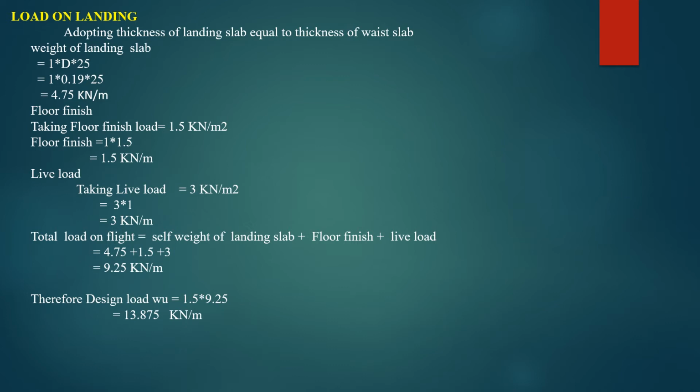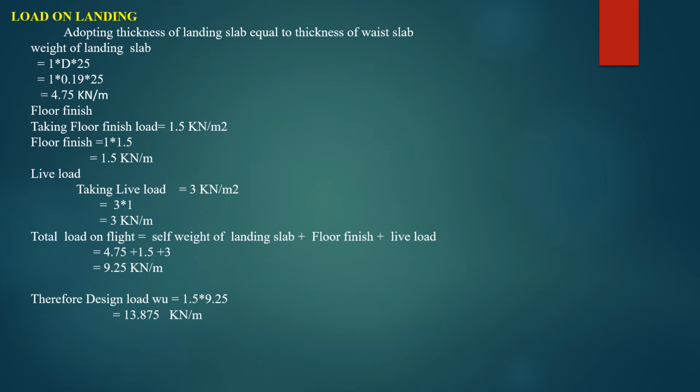Floor finish is also given. Here we take a floor finish because we are talking about the landing. In the previous case, we took a step finish because we were focusing on the going where the steps are there. Here we take floor finish as 1.5 kilonewton per meter square. To convert it into kilonewton per meter, we multiply it by 1 meter, so that we get 1.5 kilonewton per meter. Also, we already know that live load is given as 3 kilonewton per meter square. Similarly, we multiply it by 1, so that we get 3 kilonewton per meter.